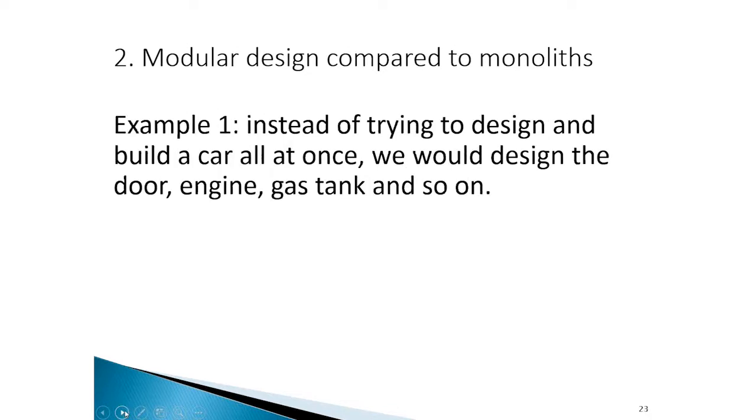So the first example would be, instead of trying to design and build a car all at once, and from a conceptual view and from a practical view, having to keep in your head or in a vendor team's head everything that the car has to do, instead of trying to design the entire car at once and keeping track of all of those interdependencies, we would design each of the components of the car one by one, and then we would have an eye on how all of those components, all of those modules, would fit together. So we would spend some time designing the doors, designing the engines, designing the gas tanks, and so on.